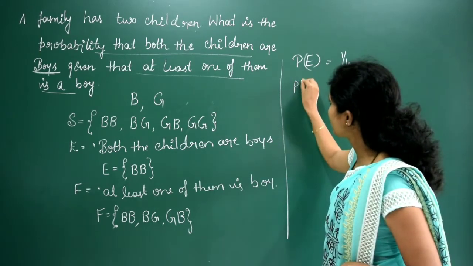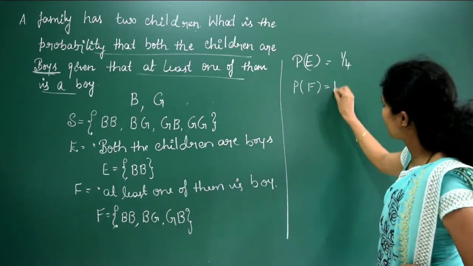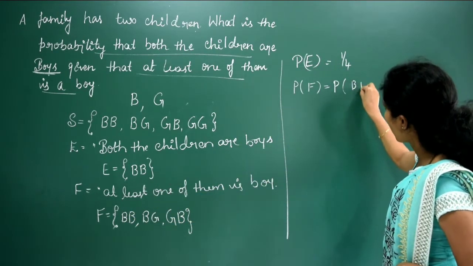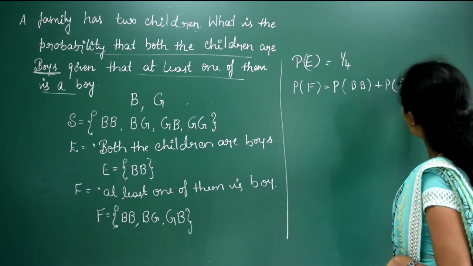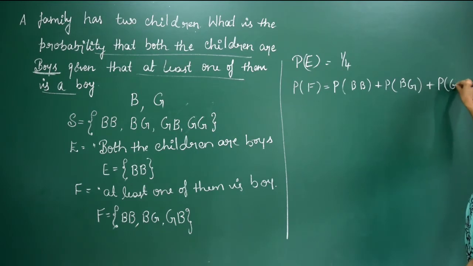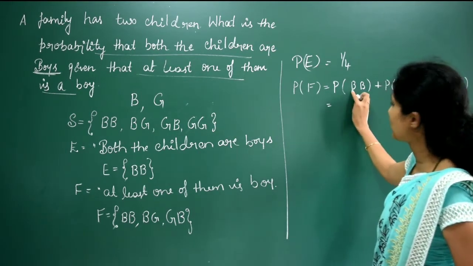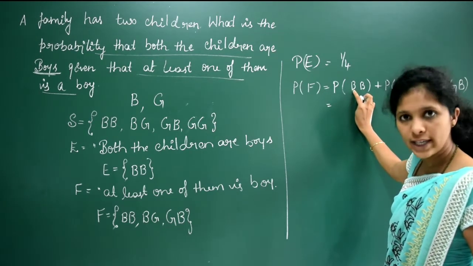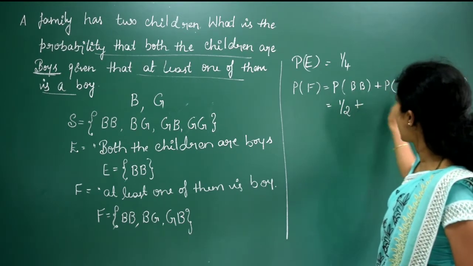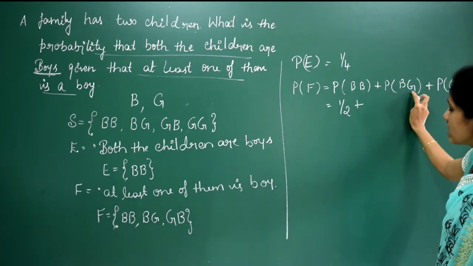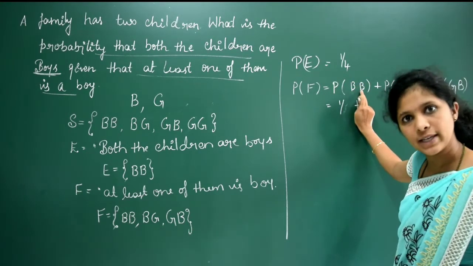Now what is the probability of F? If you want, you can write probability of F is equal to probability of boy, boy plus probability of boy, girl plus probability of girl, boy. Actually no need to write these things in the exam, okay? Directly you can write. Probability of boy is 1 by 2, so this is also 1 by 2, so this will be 1 by 4.